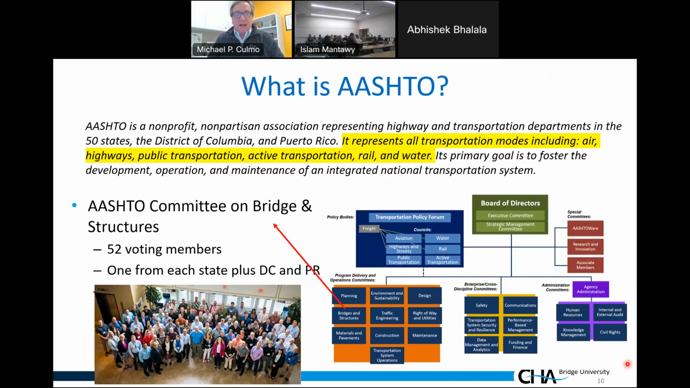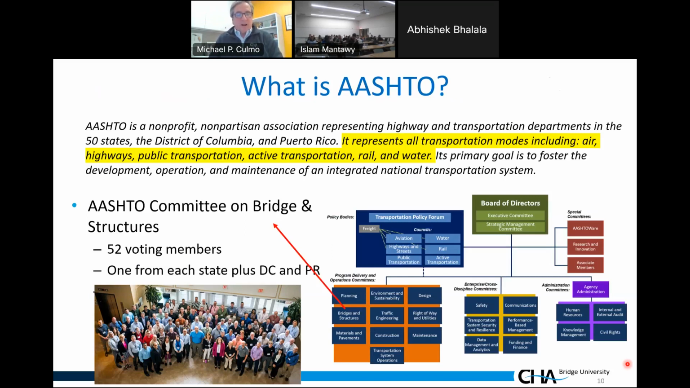So pretty much every state in the country is a member of AASHTO. People like me, being a consultant, or people like you, being a student, you cannot be a member of AASHTO. You have to work for a DOT to be a member of AASHTO. And essentially, the AASHTO Bridge Committee has 52 voting members. Again, one for each state, plus one vote for the District of Columbia and one for Puerto Rico.